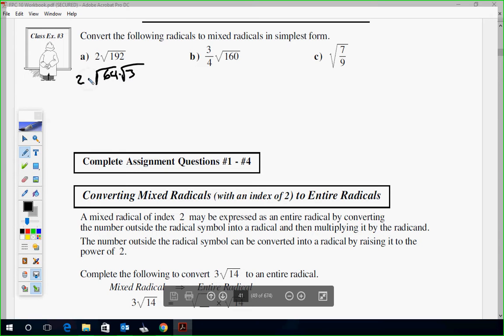Now the key thing I want you to understand is we're writing them as products. This is a product. Everybody understand that? So what's the square root of 64? It's 8. So I have 2 times 8 root 3, which I write as 16 root 3. 16 root 3 is the solution.